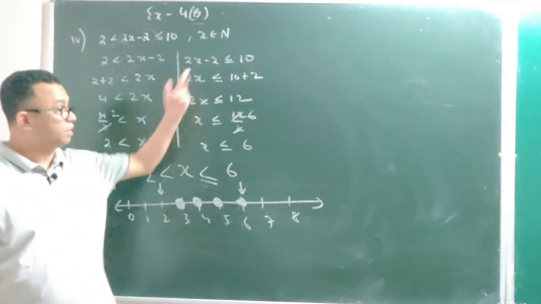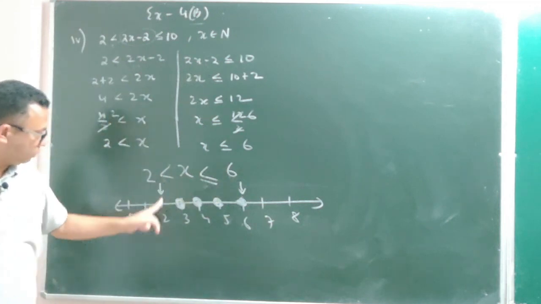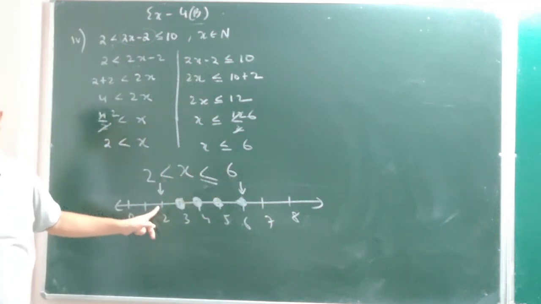So that is why here I am able to shade 6, because 6 has the equal to sign. 2 I was not able to shade because 2 did not have the equal to sign. So I did not shade 2.